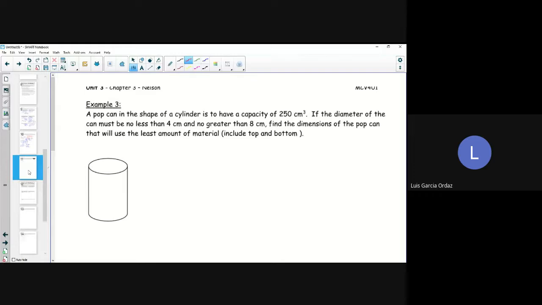So I have a pop can in the shape of a cylinder. It's to have a capacity of 250 centimeters cubed. If the diameter of the can must be no less than 4 centimeters and no greater than 8 centimeters, I want to find the dimensions of the pop can that will use the least amount of material.